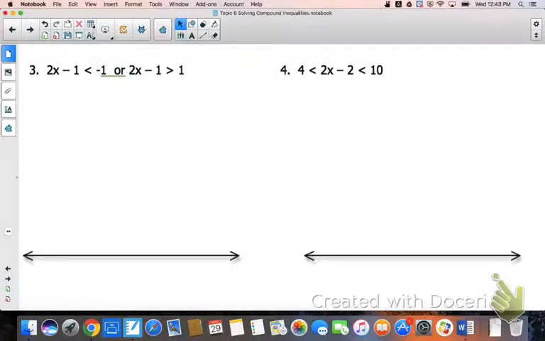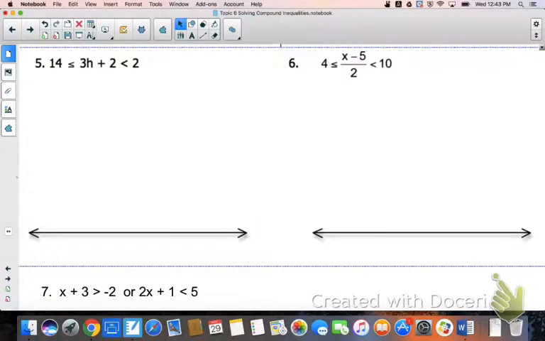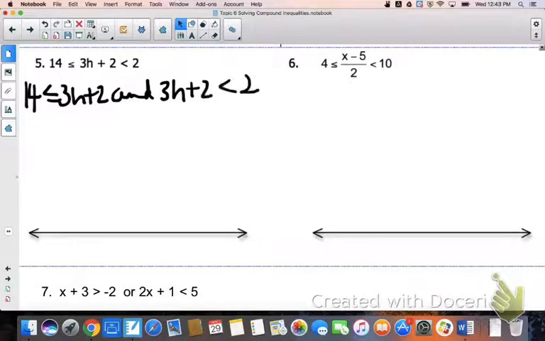Next, we have number 5. Again, this is an and statement, so we just split it up. Okay, we have 14 is less than or equal to 3h plus 2, and 3h plus 2 is less than 2. Okay, and then we just solve them.